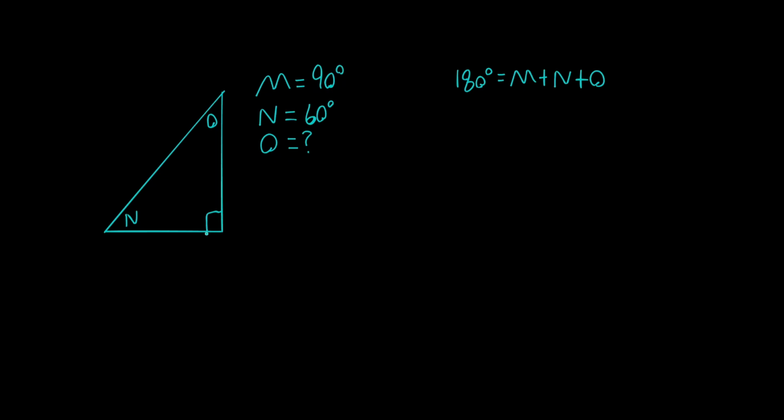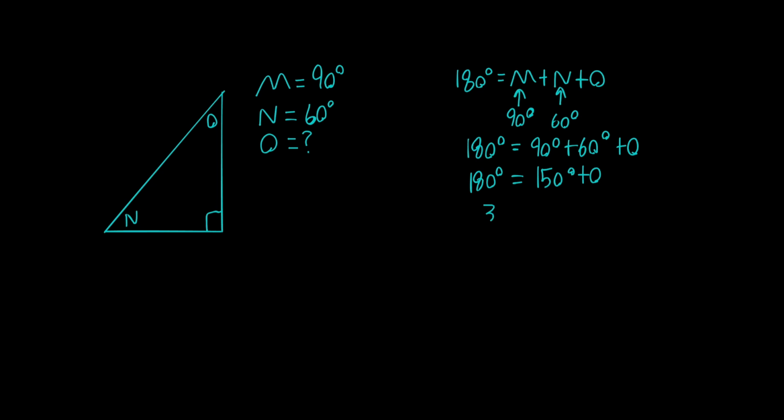So anytime you see this square between two lines that are perpendicular or look perpendicular, because sometimes it's there to clarify that they are perpendicular, what you are working with is a 90-degree right angle. Okay, so in this case, we're going to substitute 90 degrees for M and 60 degrees for N. It's going to give me 180 degrees is 90 degrees plus 60 degrees plus O. Well, in this case, we're going to add 90 degrees and 60 degrees, which is going to give me 150 degrees plus O, subtract 150 from both sides, and 30 degrees as O is our answer.